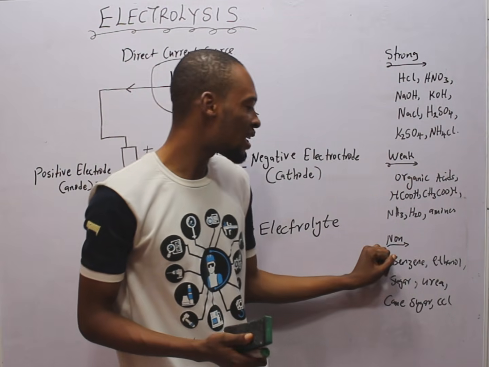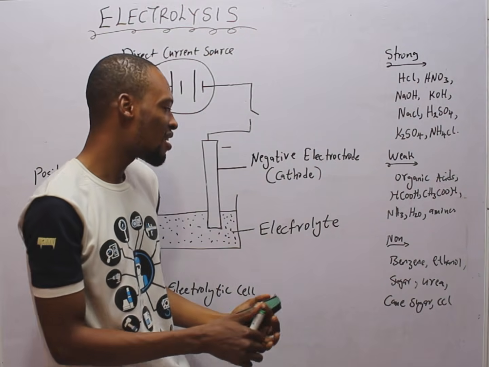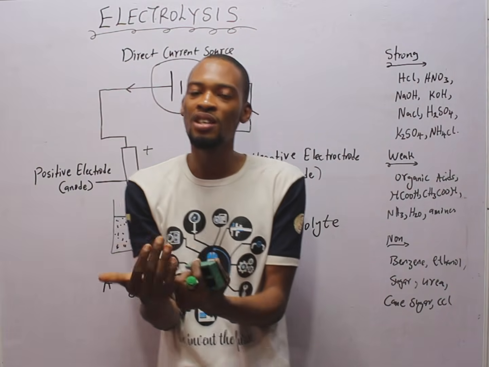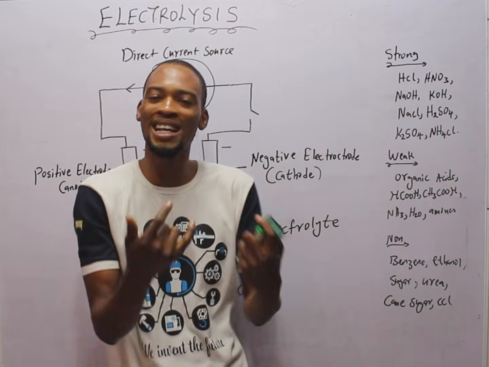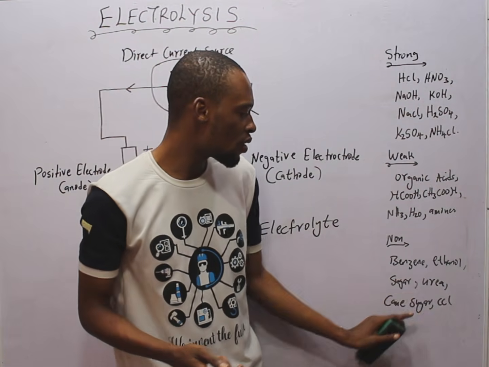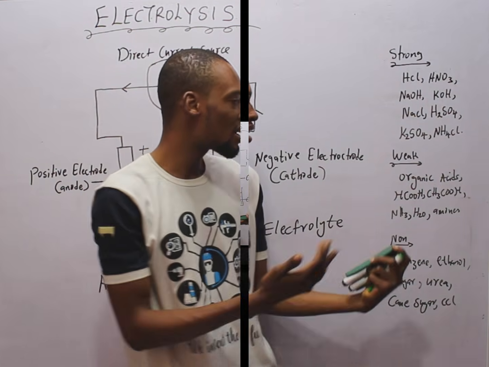Now, non-electrolytes are compounds or substances that don't conduct electricity when they are in molten form or when they are in solution. These are common examples: benzene, ethanol, and so on.